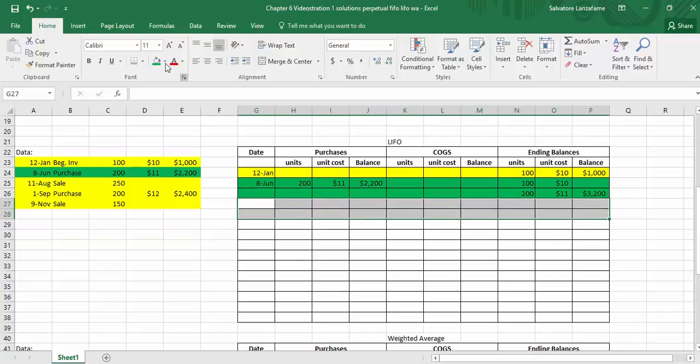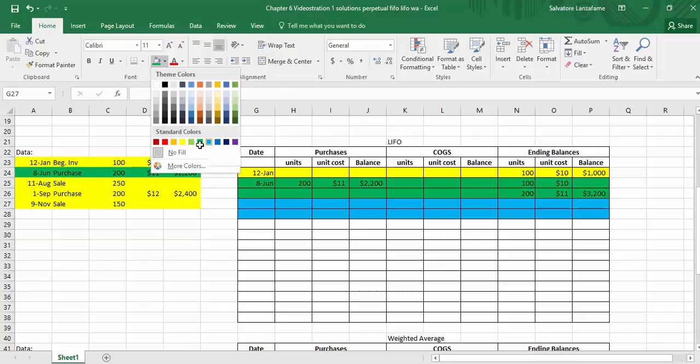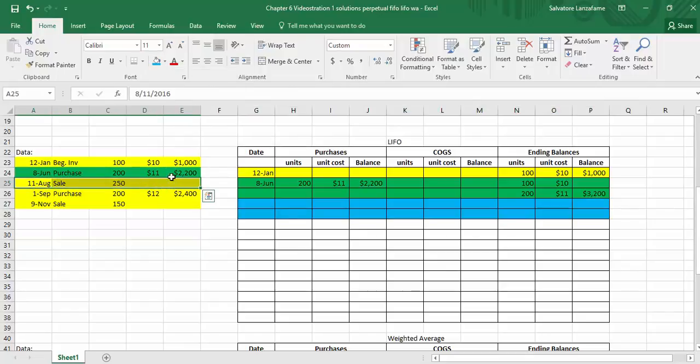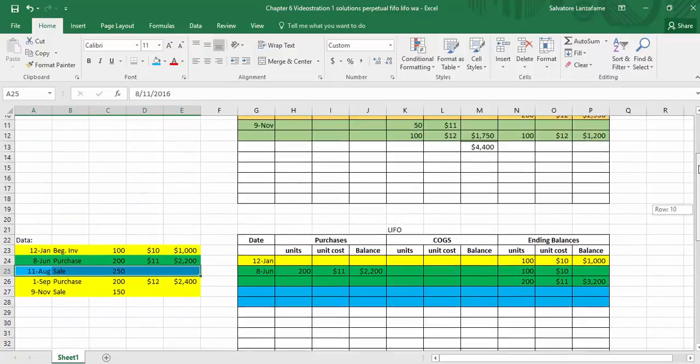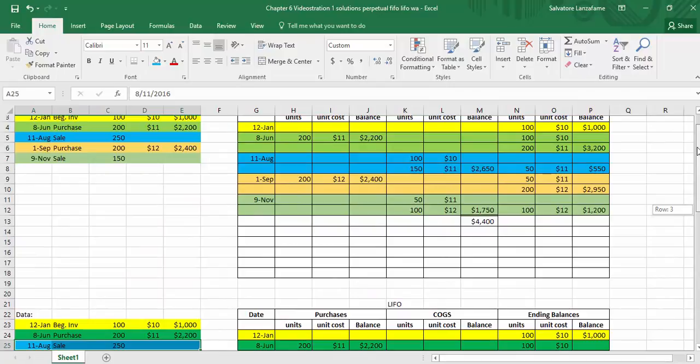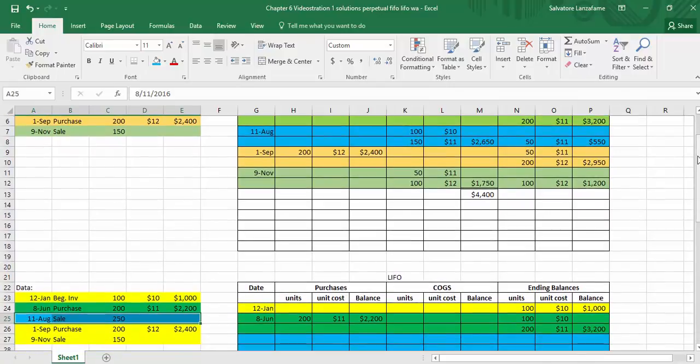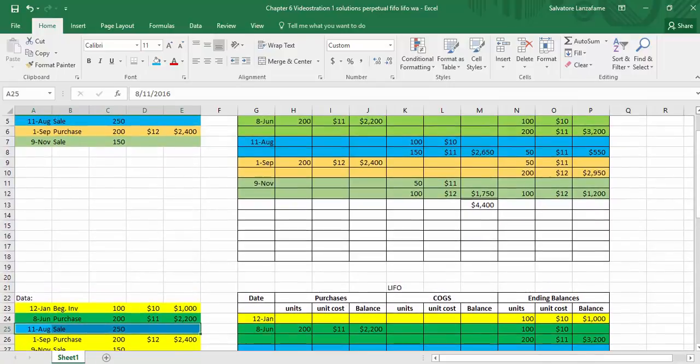Okay, so now it's time to sell. And let's put this in blue like I did last time. Now, so far we have the exact same answer after June 8th as we did up above. Notice 100 at 10, 200 at 11 for 3,200. And we got the same thing. So now you can see them both on the same screen there. 100 at 10, 200 at 11, 100 at 10, 200 at 11. So when you just purchase stuff, your FIFO and LIFO look the same. It's not until you sell that you start seeing some differentiation.